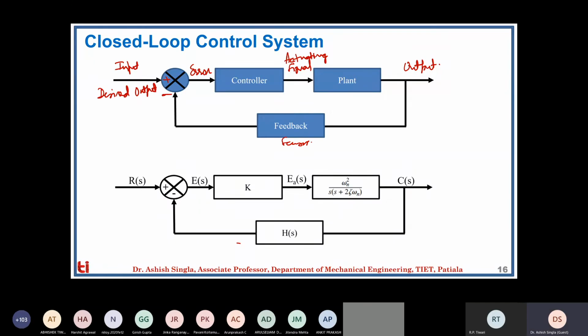Okay. So we typically write in control systems the input with R(s), the output with C(s), the feedback channel with H(s), the plant which we have already discussed, the transfer function of a second order system. The plant will be written like this: omega n square over s into s plus 2 zeta omega n. This is called the error signal, E(s), and this is called the actuating signal, EA(s). And K is called the gain of the controller. So which kind of gain will be suitable? Let's try to see this in the coming discussion.